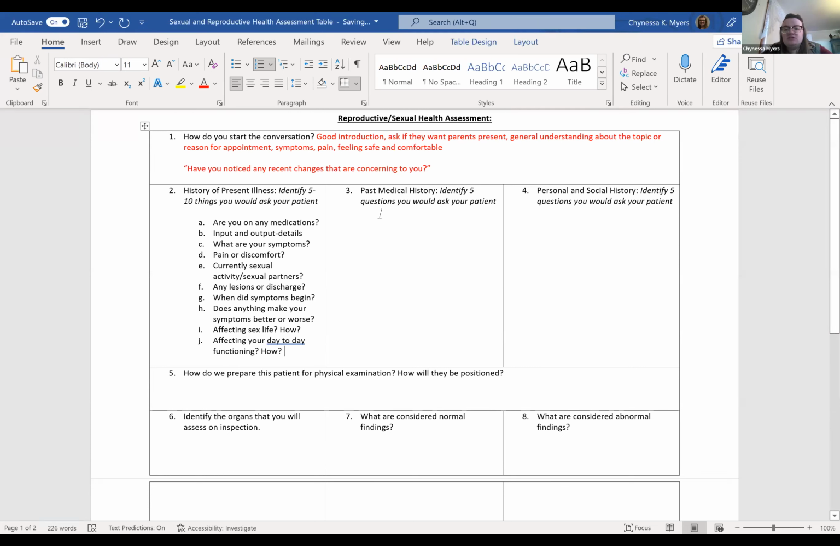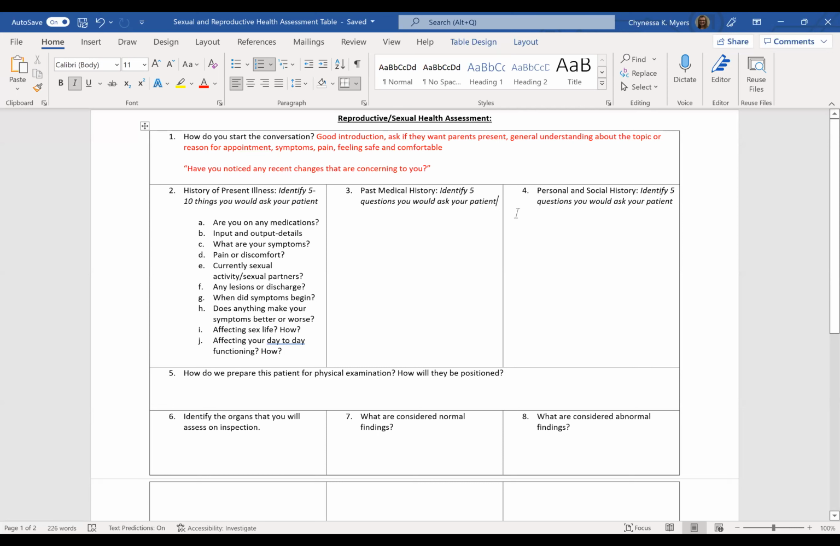Okay, so then we get to the past medical history. I think you guys covered pretty much everything I have in my notes on the things we would ask them. So past medical history, what do I need to ask them about their past? So I have these things currently. What kind of symptoms are you having? How's this affecting your sex life? Input and output. What exactly are your symptoms? So now I want to know about their history.